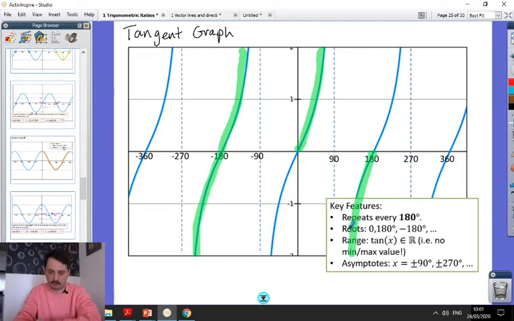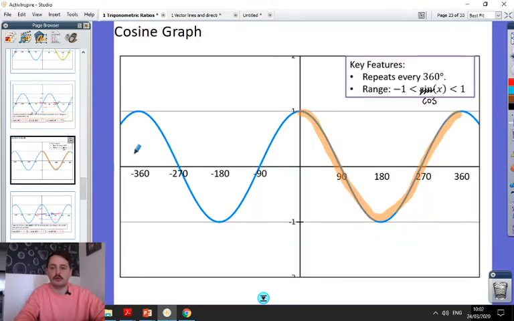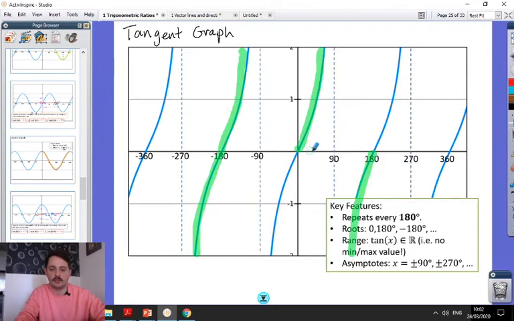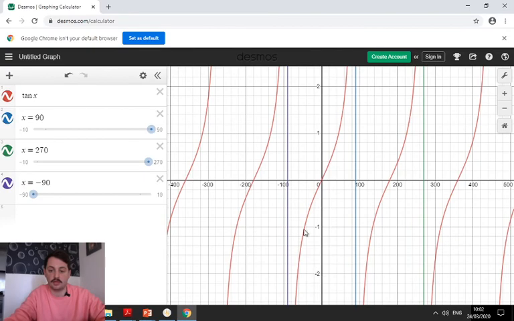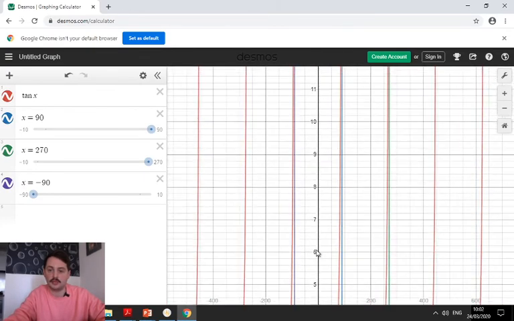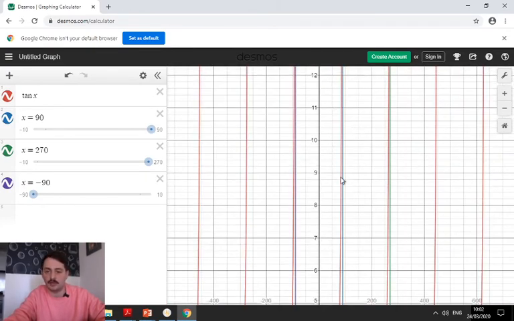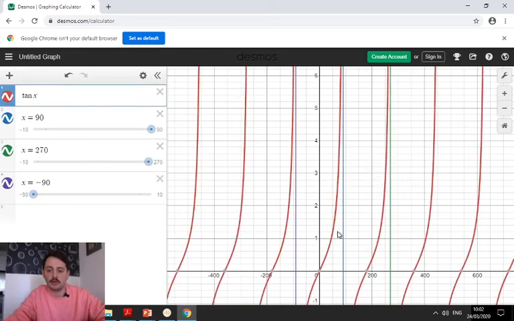When I talk about roots, remember roots are where it crosses the axes. So it's going to have a root at 0, 180, 360, minus 180, and that pattern is just going to keep happening. The range of tan, though, can be absolutely any value at all. We said with the cosine graph that the range was between minus 1 and 1. Those were the top and bottom values it could have. Whereas for the tan graph, it can be anything. If I show you back on Desmos, it can go as high as we could possibly imagine, and down to as low as we could possibly imagine.